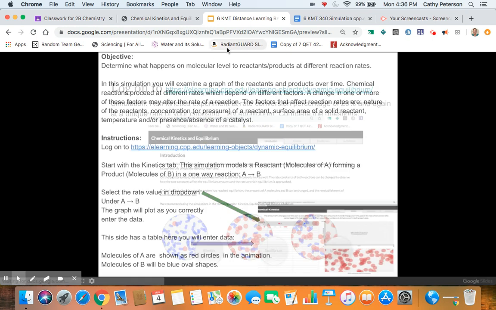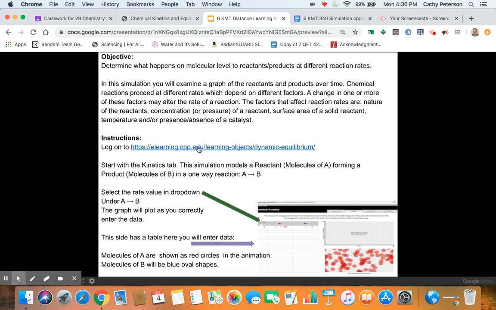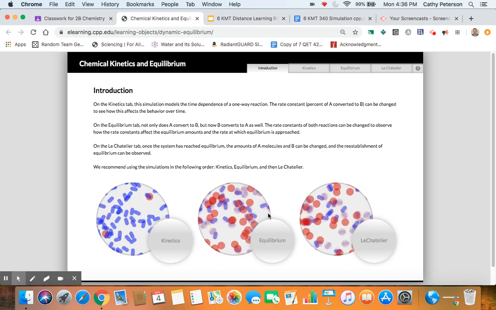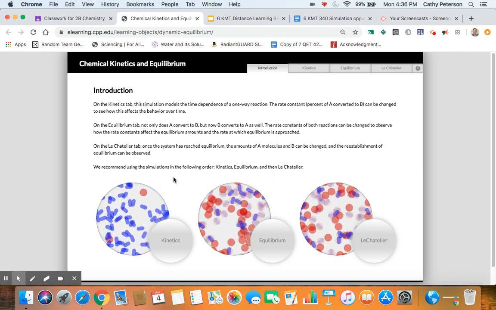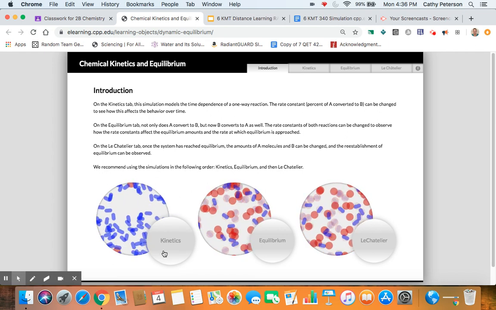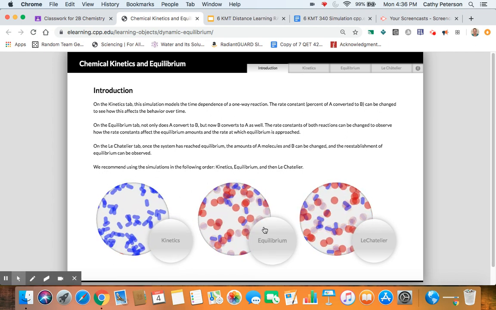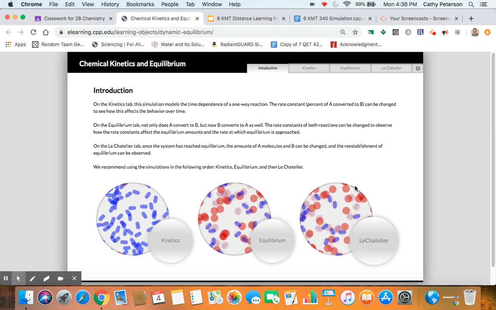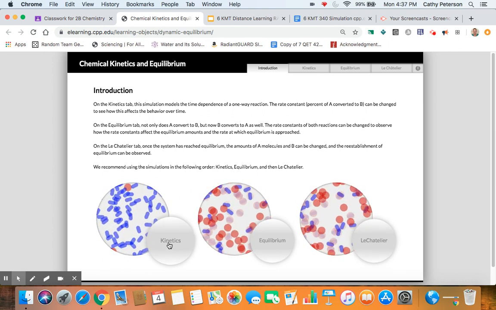So if I take a look at this, I'm just going to click the link that's right here, and it looks sort of like this when you open it up. We're going to work on the tab that says kinetics. You can also click right here. We'll do equilibrium and Le Chatelier's another time, but right now we're going to work on this kinetics one.